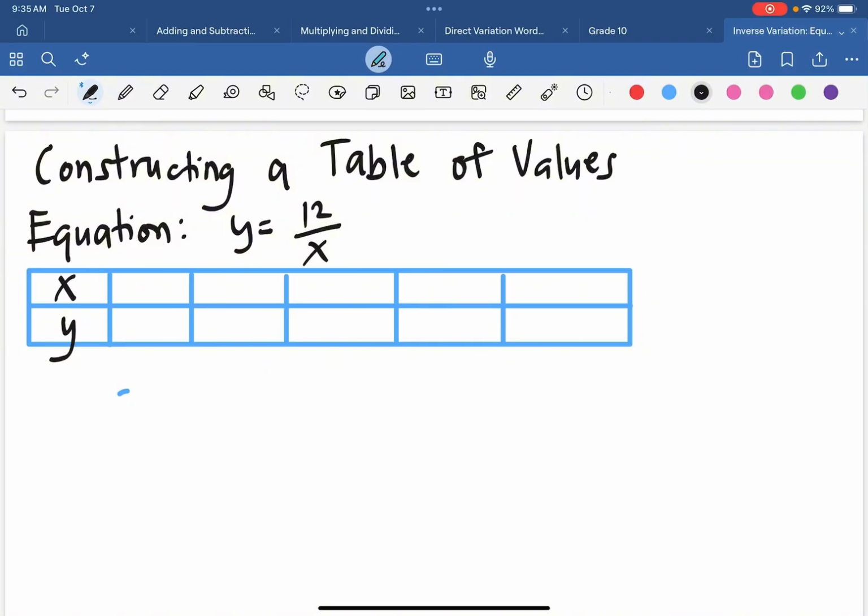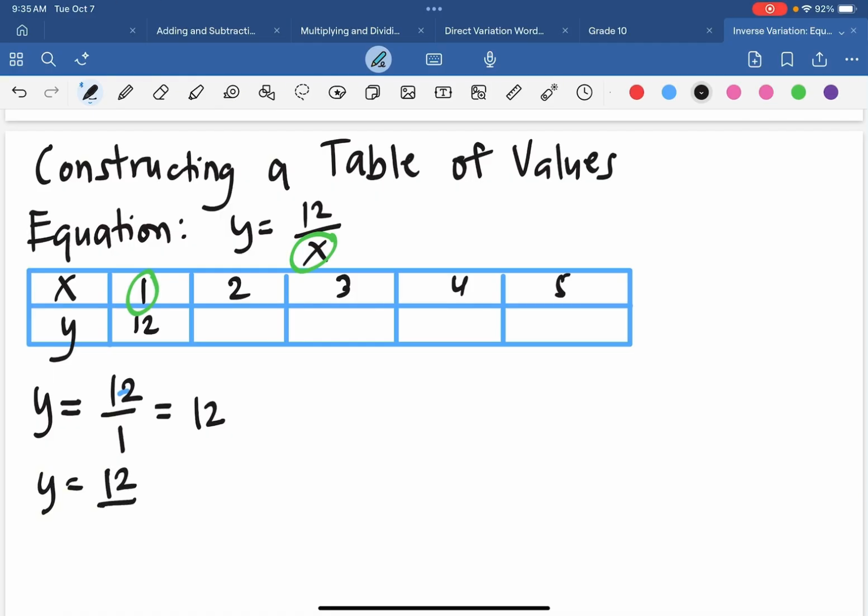So for our x, we're just going to have the numbers 1, 2, 3, 4, and 5. Again, all we need to do is to substitute each value to x. So we let x be 1, because that is our first number here, as you can see, so y is 12 divided by 1, which is obviously 12. So let's write 12 here. Next, let x be 2. So 12 divided by 2 is 6.